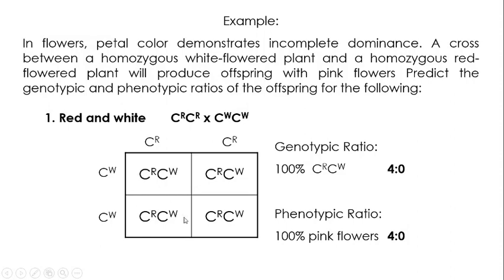Again, this will result to an intermediate color. As we all know, kapag pinag-combine natin ng red tsaka ang white, it will form pink. Okay, so sa ating genotypic ratio, we will have 4:0 kasi apat na heterozygous yung lumabas. 4:0. So 100% yung probability that we will get a heterozygous genotype. And then for the phenotype, same din, 4:0. And then yung kanyang probability, 100% pa rin na pink flowers. So ganun lang kadali ang incomplete dominance.